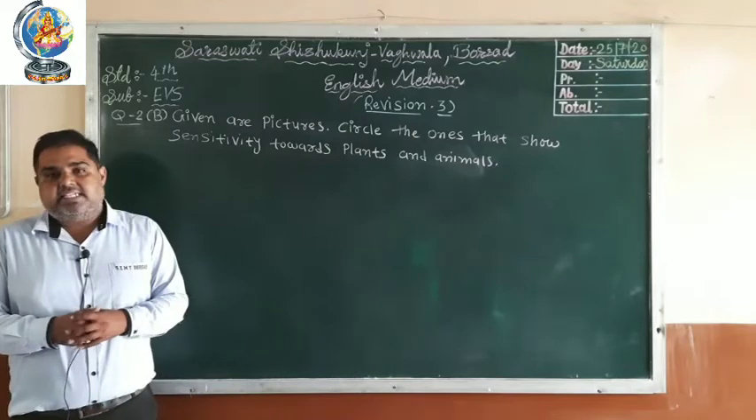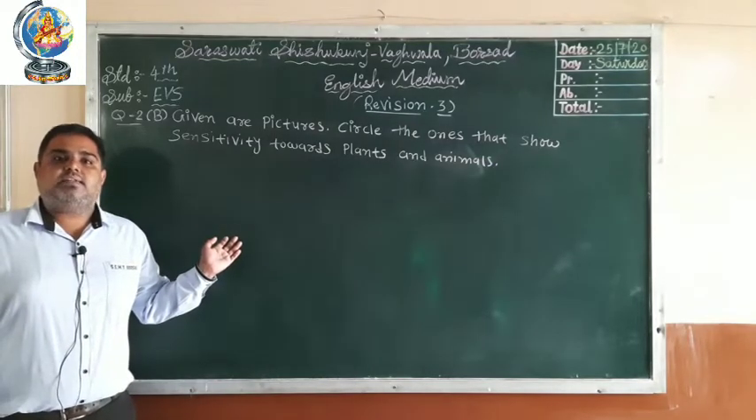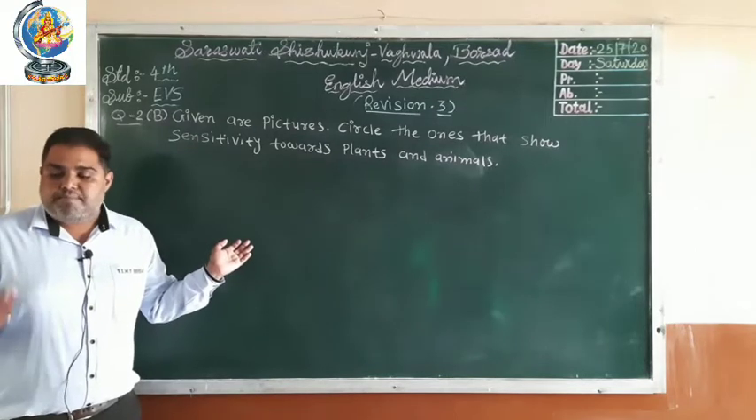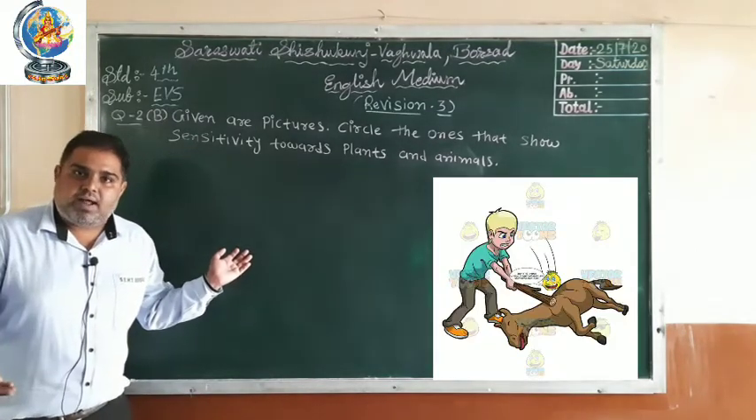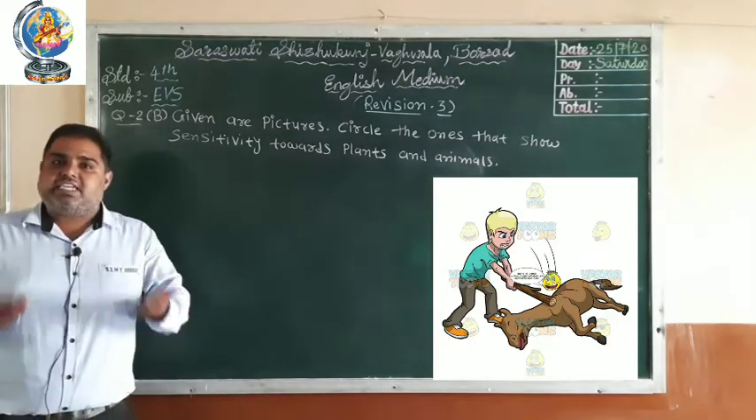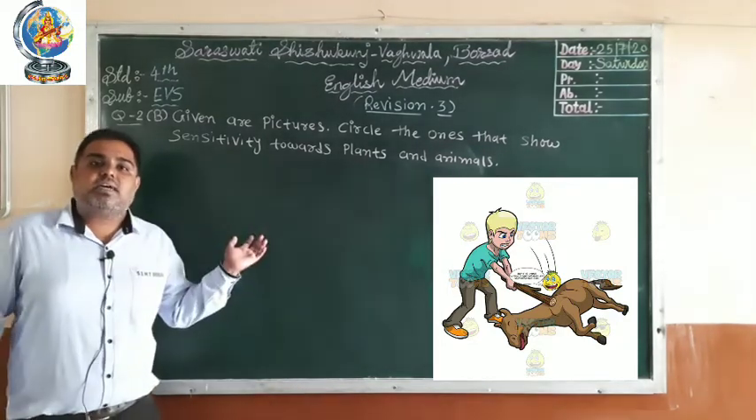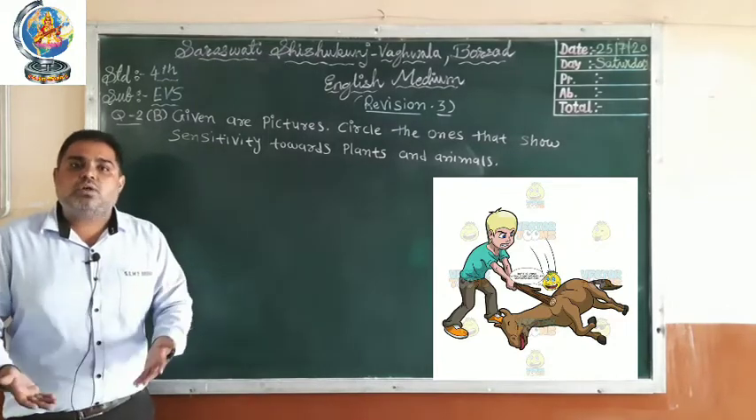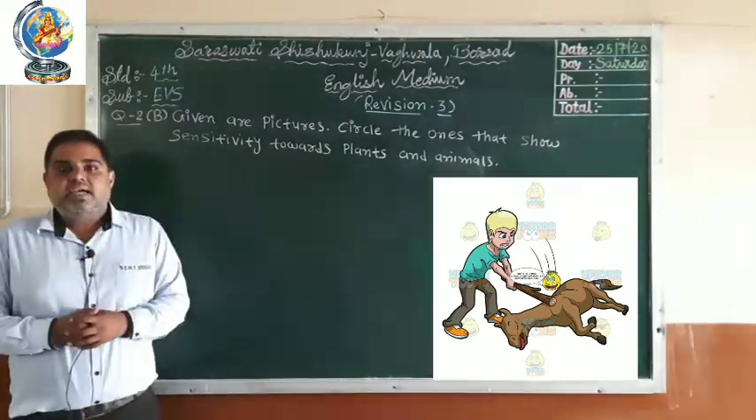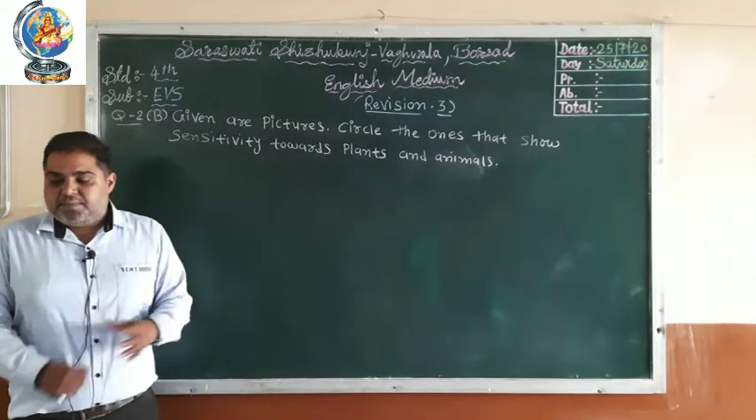The next picture is, here you can see this picture. What it suggests is that one man is beating an animal. So does this picture show any sensitivity, any love towards animals? No, it does not suggest that. That is why you don't have to circle this picture.